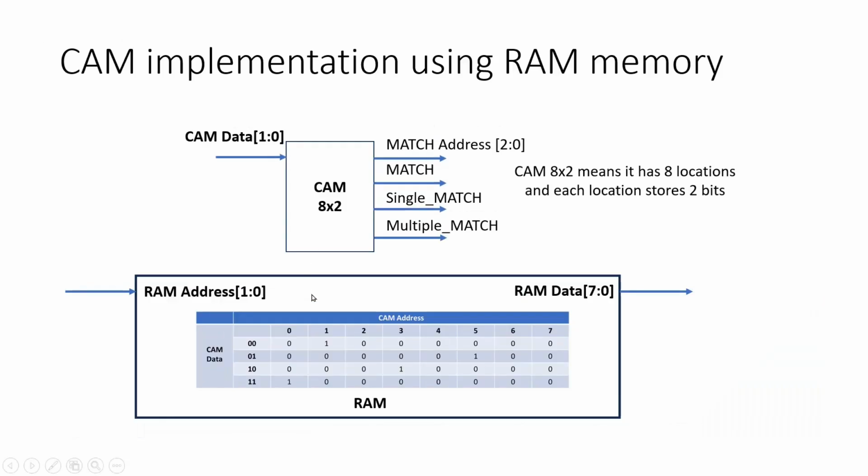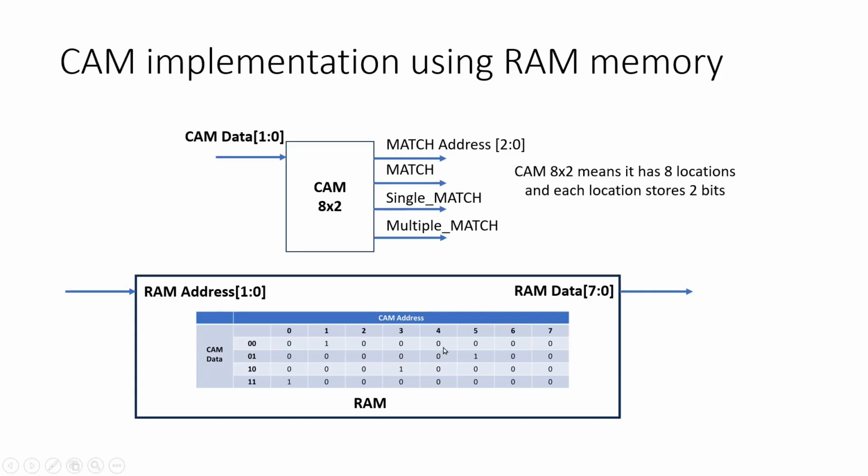Now just assume that if I implement this grid in a RAM memory, that means the first location of RAM will store this data. Second location will store this data. Third location will store this data. And fourth location will store this data. And output of RAM memory, that is RAM data, will be 8 bits.